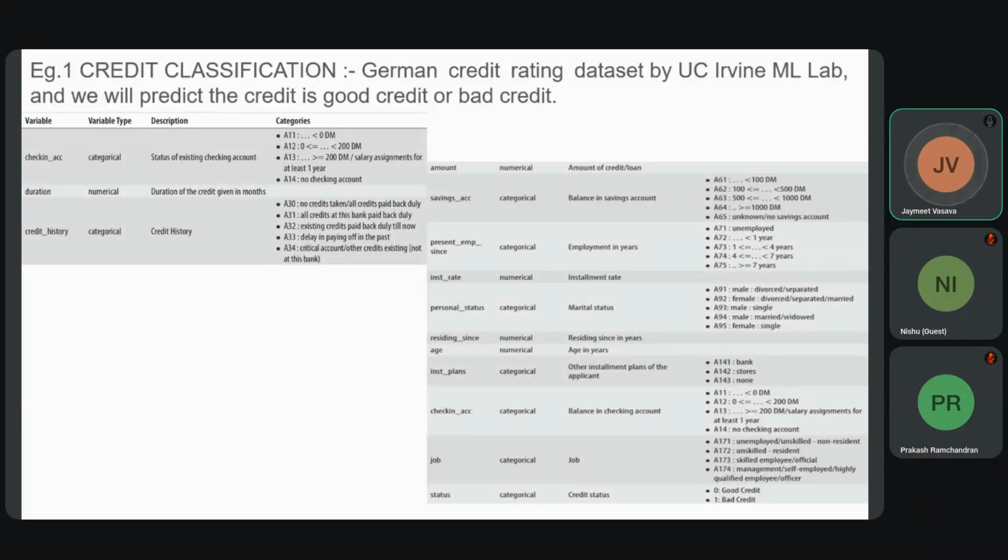Then the installment plans of the applicant: A141 for bank, A142 for stores, and A143 for none. Then the balance in the checking accounts, this is the same that was discussed before, A11 to A14.